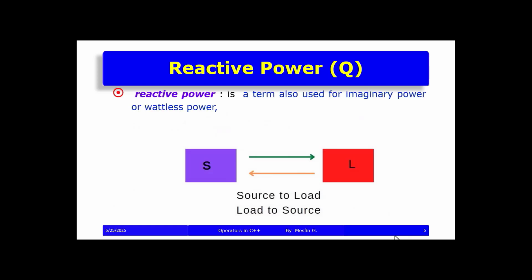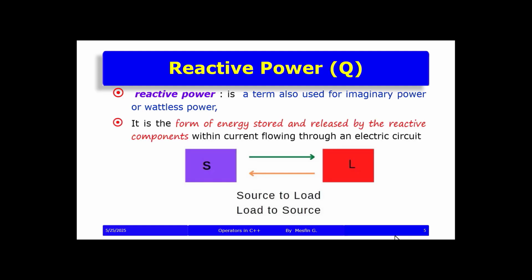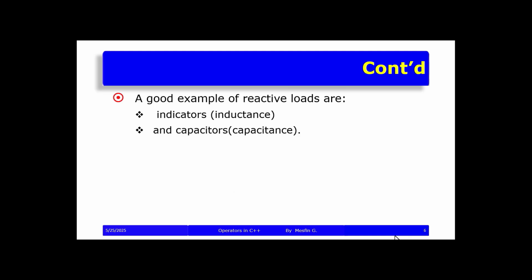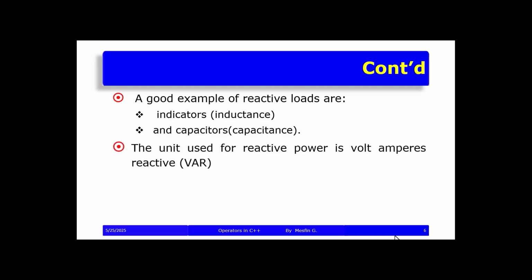And the next type of power is reactive power. It's a term also used for imaginary power or wattless power. The power will not be dissipated in the form of heat and light in the case of reactive power. So it is a form of energy stored and released by the reactive components, particularly inductive load as well as capacitive load, within a current flow through the electric circuit. The power will flow in both directions, from the source to the load and from the load to the source. Examples of reactive loads are inductive loads, inductors, inductance, and capacitive loads, capacitors or capacitance.